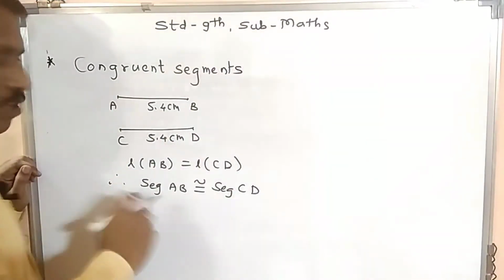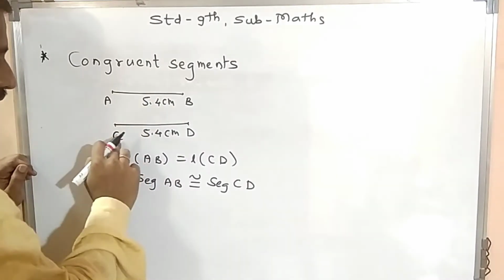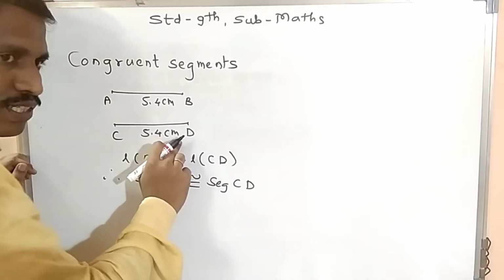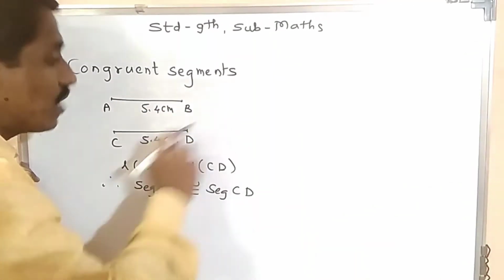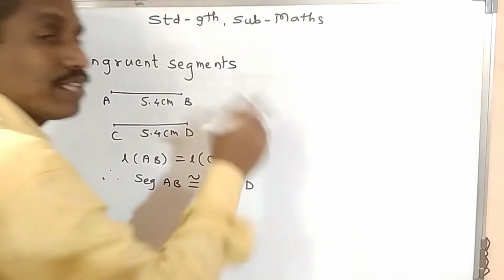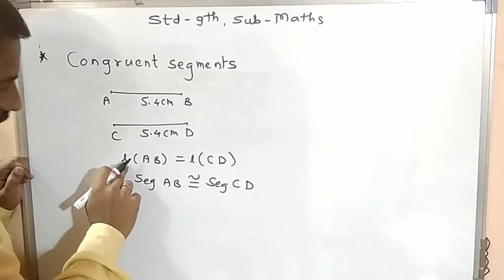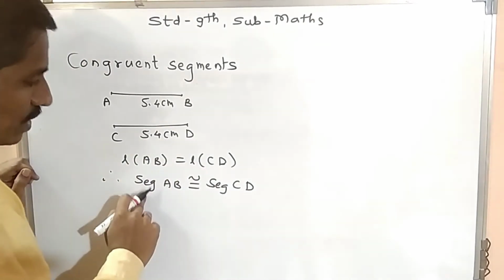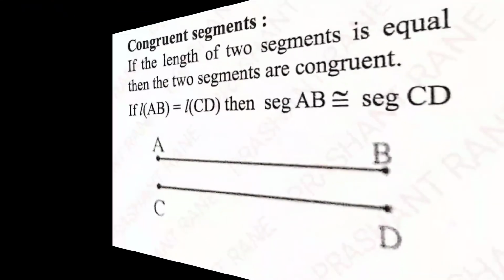Congruent segments. Suppose this is segment AB, length is 5.4 centimeter. This is segment CD, again length is 5.4 centimeter. Since both these segments have equal length, when the lengths of segments are equal, segments are called congruent segments. Here length AB is equal to length CD and therefore segment AB is congruent to segment CD.